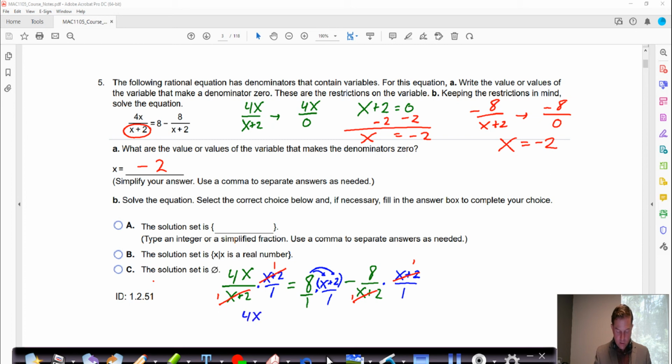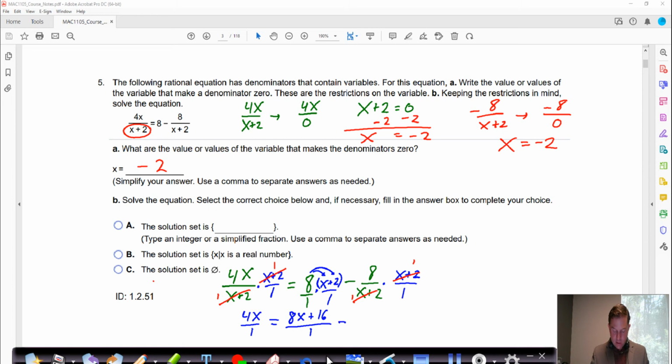And then 1 times 1 is just 1. So the bottom is 1. Over here we have to distribute this 8. So 8 times x is 8x. 8 times positive 2 is positive 16. And that's all over 1 times 1 or 1.